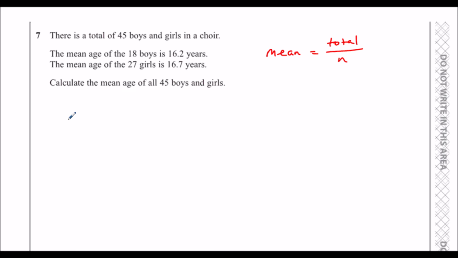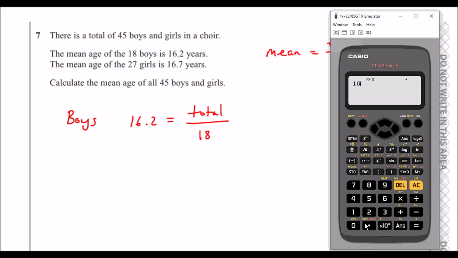So for the boys, the mean is 16.2, which is the total age of all the boys added together, divided by 18. So if we multiply by 18, we'll find the total age of the boys. So 16.2 times 18 is 291.6.